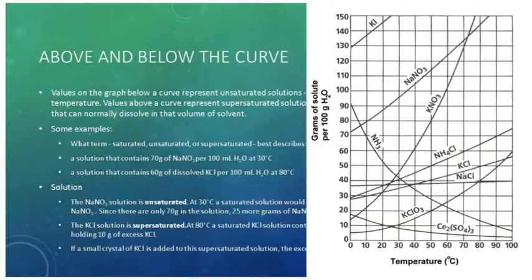We were looking at the NaNO3, which is this line right here. At 30 degrees, we were told there were 70 grams. So that's below the line. And then the KCl is right there at 80 degrees. We were at 60. So we were up here above the line.